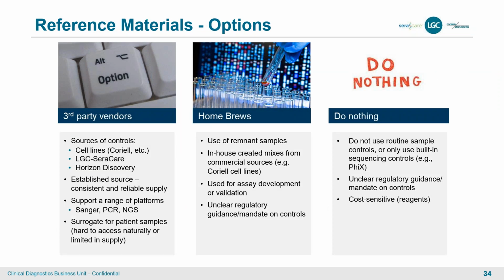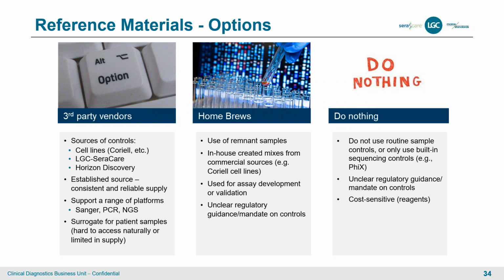So let's pause for a moment and think about what your options are. When you're a customer facing this situation, what are your options in the marketplace? Obviously you could work with third-party vendors like ourselves, and there's a combination of cell line approaches, the approach that we talked about with NGC Seracare, and people like Horizon. The confidence that you have working with a third-party vendor is that it's an established source of material.